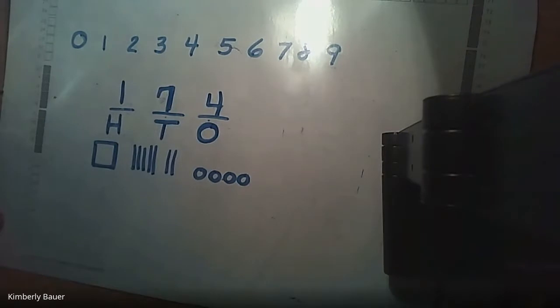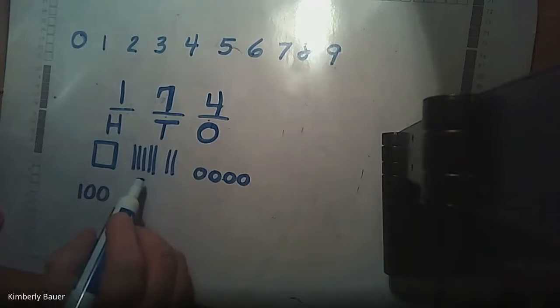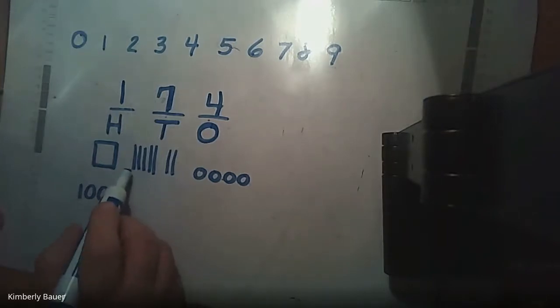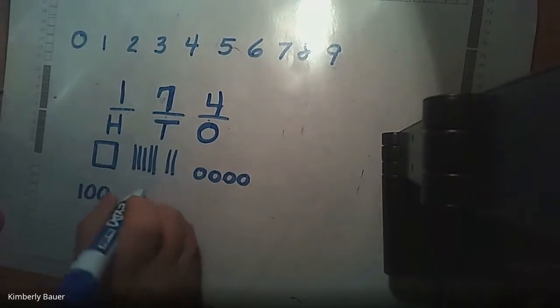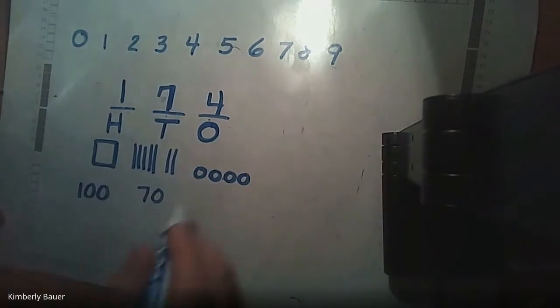I want to find the value of each place. So I look at the hundreds and I say, well, I just have 1. That's 100. I look at my tens. I have 7 of them. If I count their value, 10, 20, 30, 40, 50, 60, 70. And I'm going to count the value of my ones place. 1, 2, 3, 4.